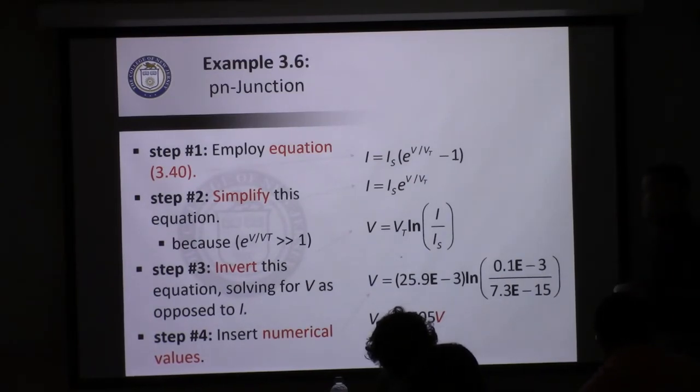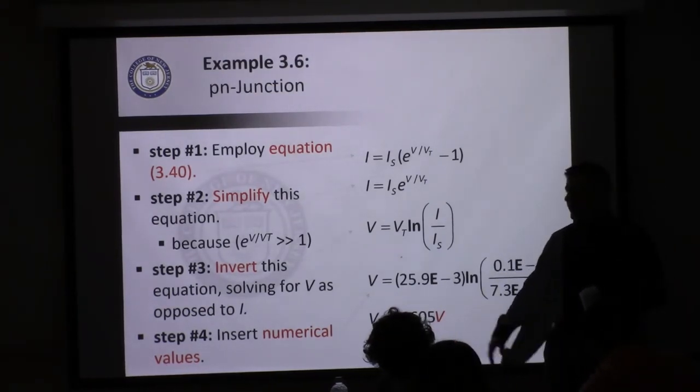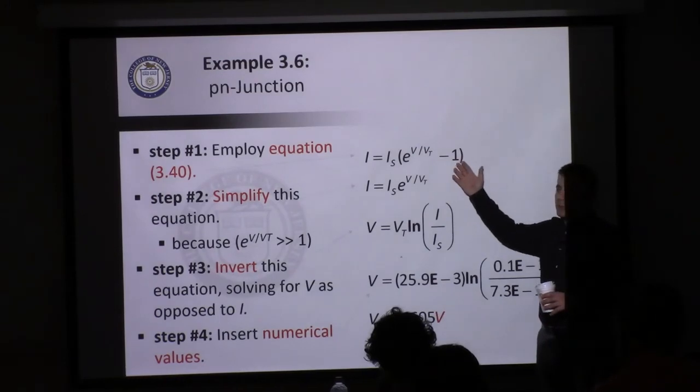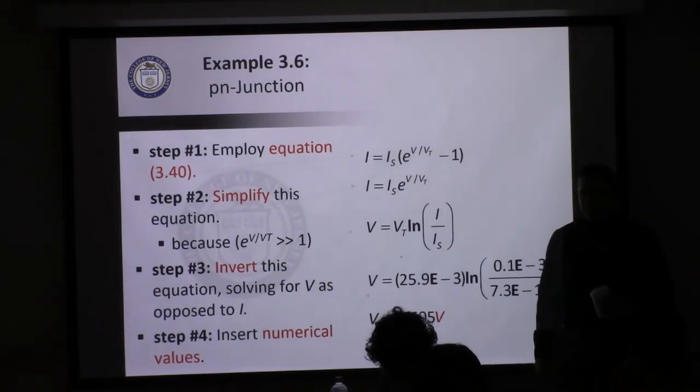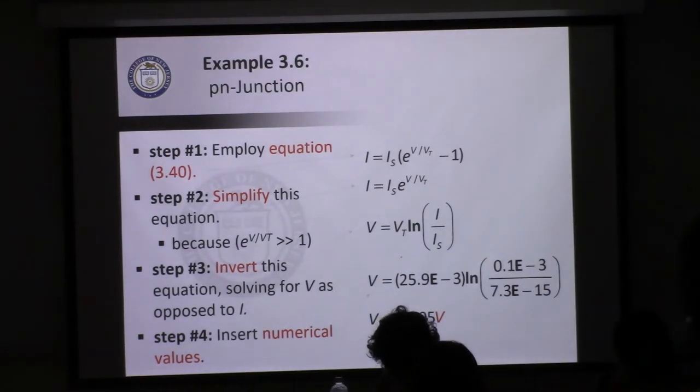If this value ended up being very small, let's say 40, 45, or 50 millivolts, then we would probably have to revisit the first step and use the version of the expression with the -1, which you can. There is a way to solve that, but it's just algebra. It's a little bit different.